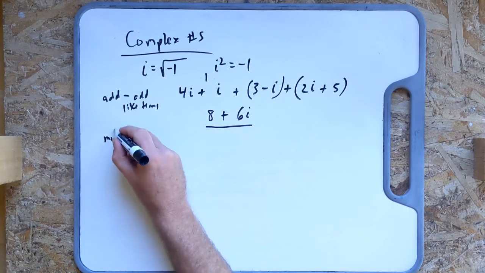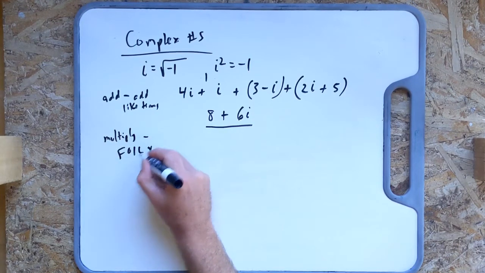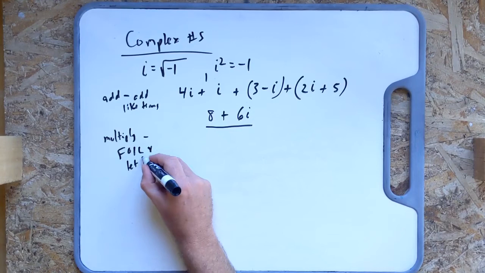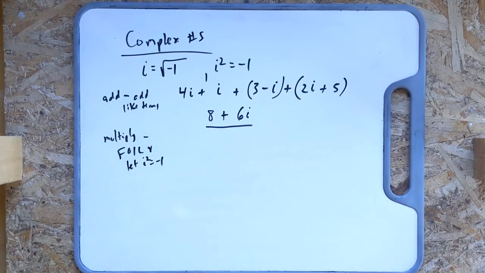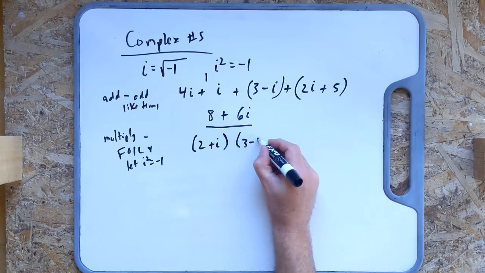Okay, multiply. To multiply, you FOIL and let i squared equal negative 1. So let me give you an example of that. 2 plus i times 3 minus i.